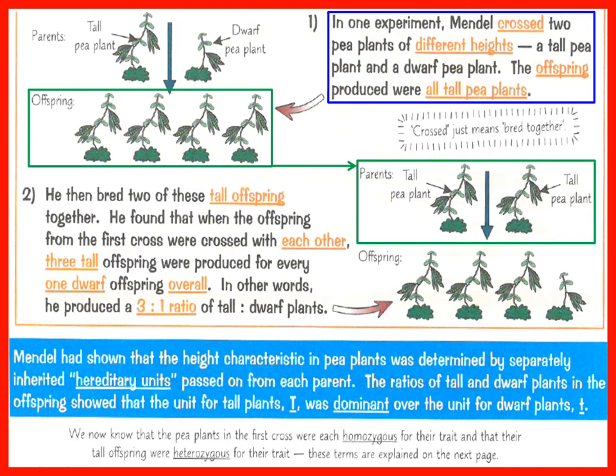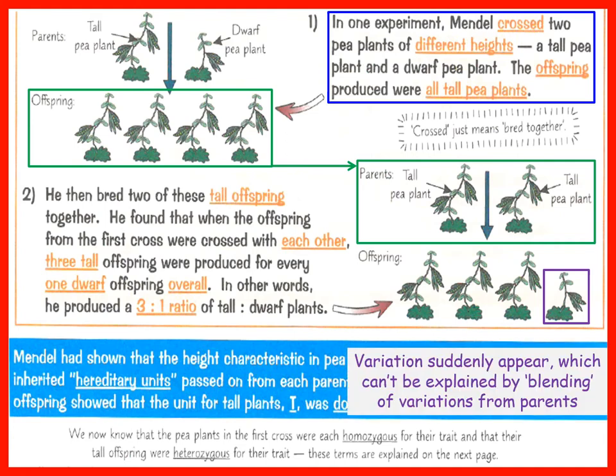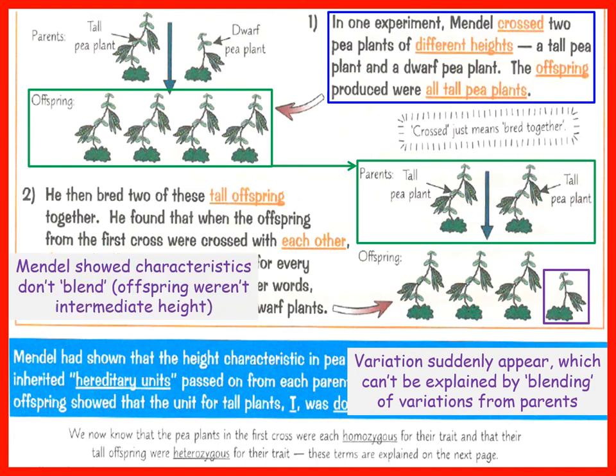He then crossbred two of those tall pea plants from the offspring, and when he did that, he found that some of the pea plants were short, which was weird. Would the dwarf pea plant inherit the dwarfness? So variations suddenly appear which can't be explained by blending. In other words, the idea that if you have tall plants and tall plants, they should blend and all be tall. In this case, there were some dwarf pea plants. So Mendel showed characteristics don't blend; the offspring weren't of intermediate height.